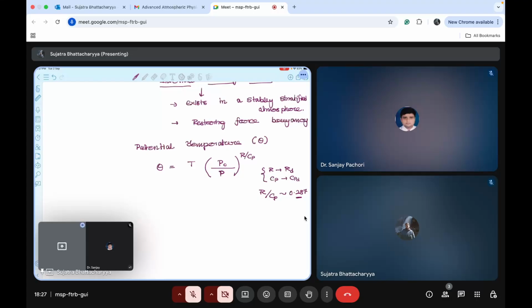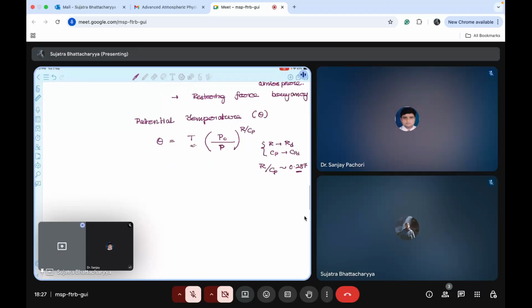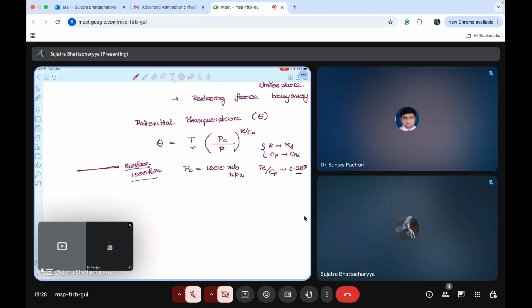This is the temperature, as you know. P naught is generally taken as the reference pressure of 1000 millibar or 1000 hectopascal. Millibar and hectopascal are the same. Why 1000 millibar? Because we generally say that the surface pressure of the Earth is 1000 hectopascal. Remember, surface pressure may change from place to place based on elevation, heating and all those things, but we take a reference of 1000 hectopascals.